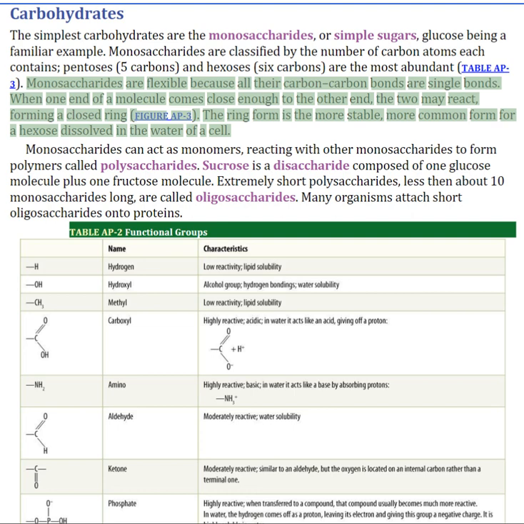Monosaccharides are flexible because all their carbon bonds are single bonds. When one end of a molecule comes close enough to the other end, the two may react, forming a closed ring. The ring form is the more stable, more common form for a hexose dissolved in the water of a cell.